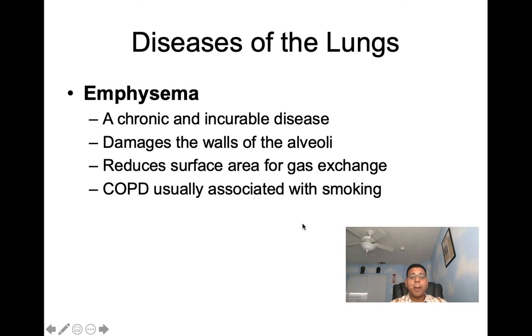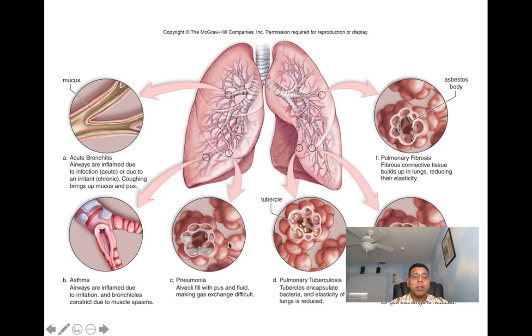Here we can appreciate a few of these pathologies. First, we've got acute bronchitis, where the airways are inflamed due to infection or an irritant. This causes coughing, which brings up mucus and pus. The second we can appreciate here is asthma. And then pneumonia, where you can see alveoli fill with pus and fluid, and that makes gas exchange much more difficult. And then TB, pulmonary tuberculosis. You can see tubercles encapsulate bacteria, and then the elasticity of the lungs is reduced.